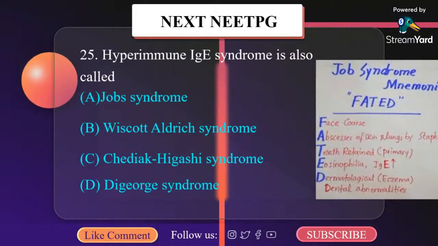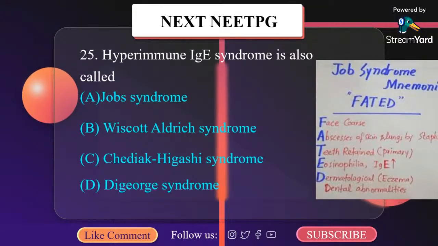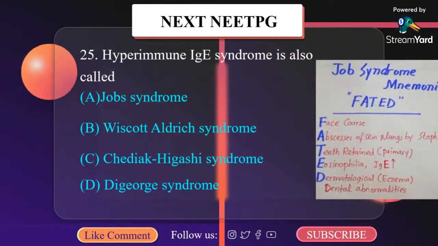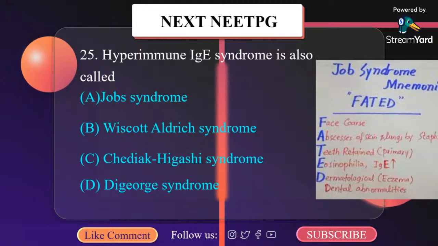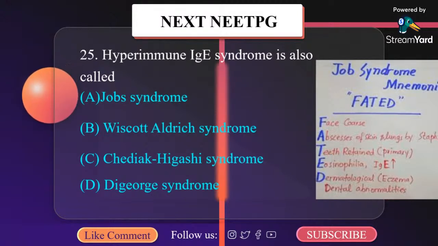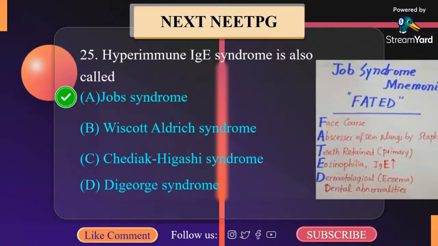Hyper IgE syndrome is also called A. Job syndrome, B. Chediak-Higashi syndrome, C. Celiac disease. Job syndrome is also called hyper IgE syndrome. Hyper IgE syndrome is an autosomal dominant disorder due to mutation in signal transducer and activator of transcription 3, that is STAT3. There is a defect in phagocytosis. IgE levels are elevated while other immunoglobulins are normal. Job syndrome.